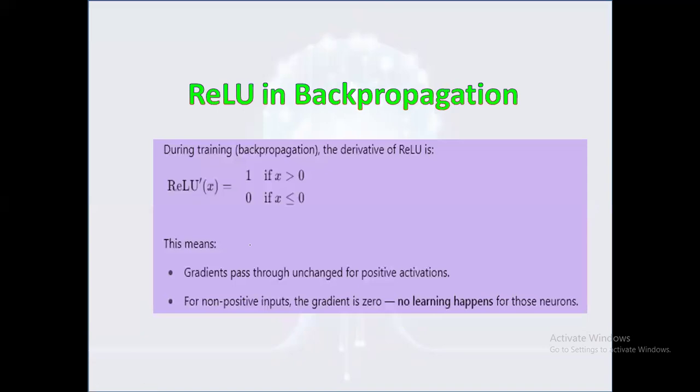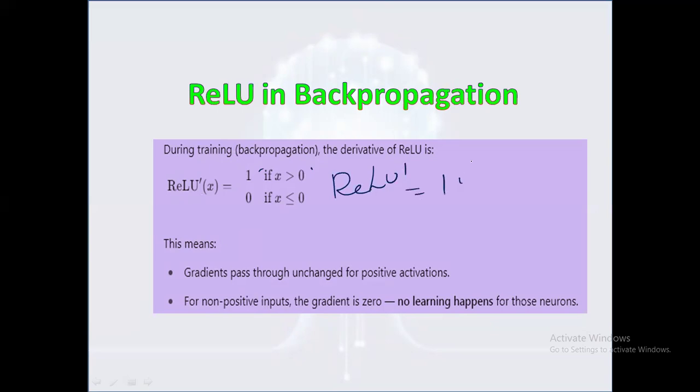ReLU in backpropagation. During the backpropagation process in neural networks, the derivative of the ReLU function plays an important role in updating weights. The derivative is 1 when the input is positive.